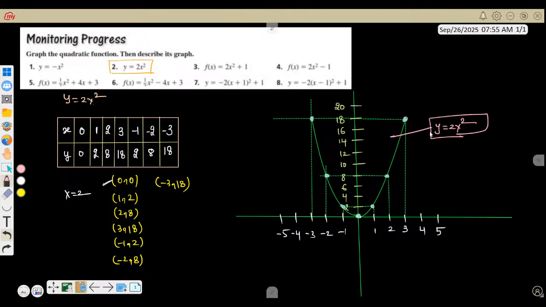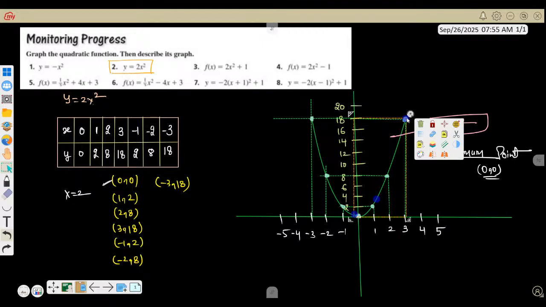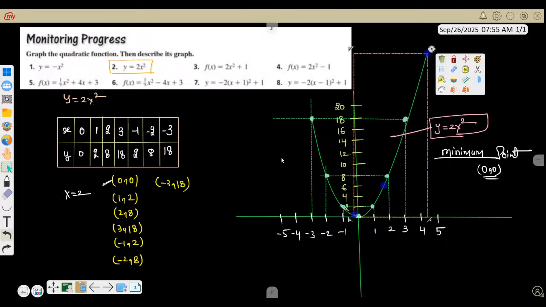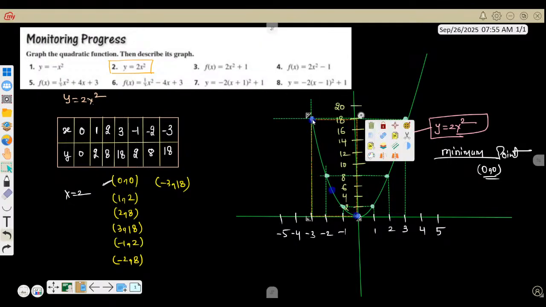You got it? And now see, the minimum point of this graph is what? The minimum point is the origin, 0, 0. And there is no maximum point. In both directions, the graph is going upward, like this. So I hope you are getting my point. Okay, so this is the graph of y is equal to 2x square.